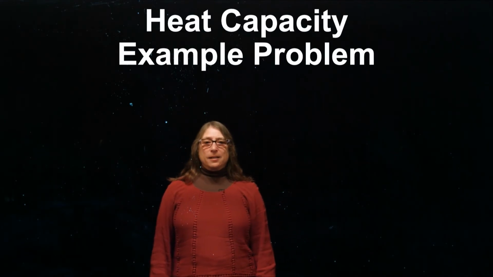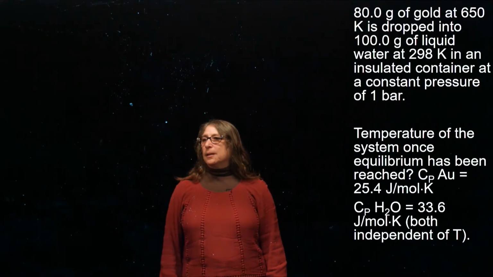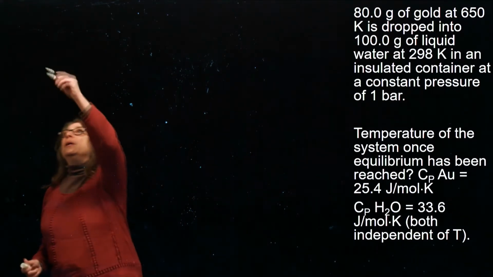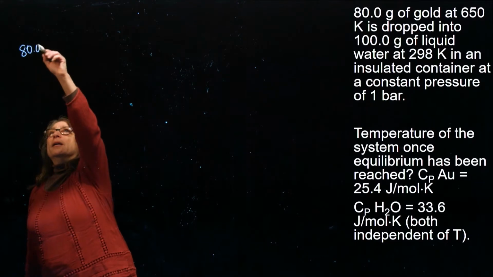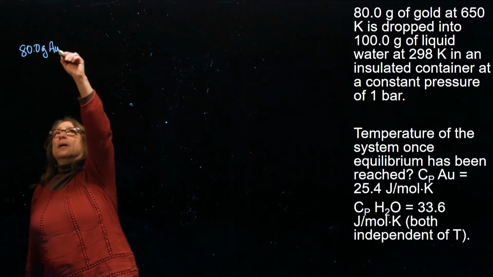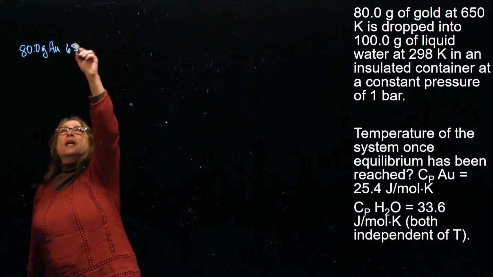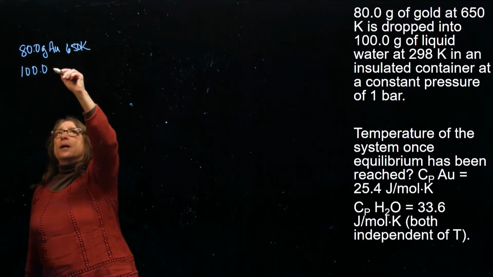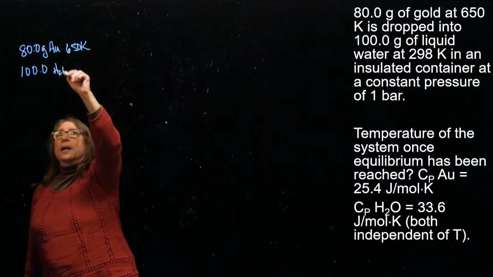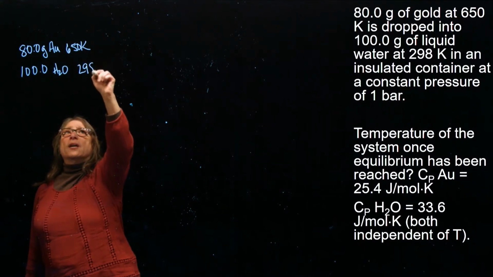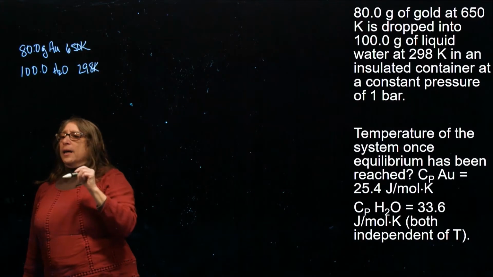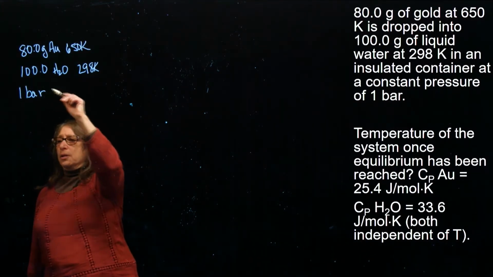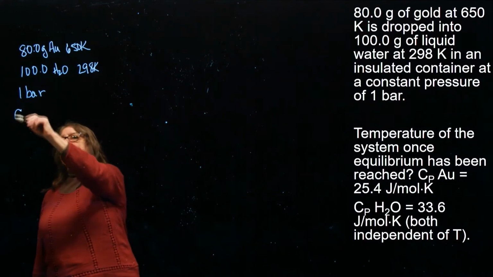This is a heat capacity example problem. We have 80 grams of gold, so I'm going to write down what we know. We have 80 grams of gold at 650 Kelvin, and it's dropped into 100 grams of water at 298 Kelvin, and it's at 1 bar of pressure, and we're given some heat capacity values.